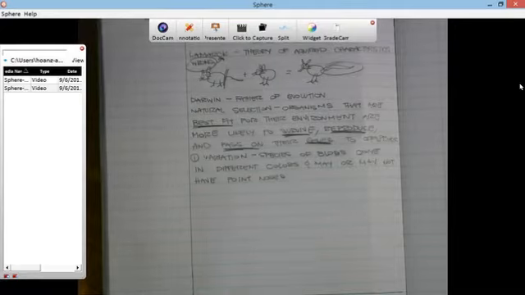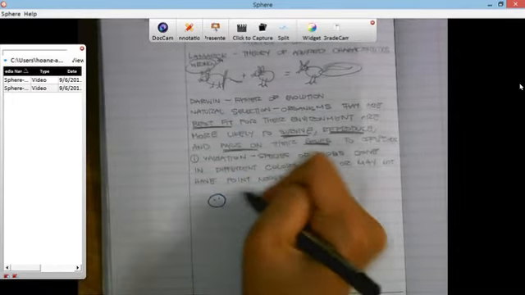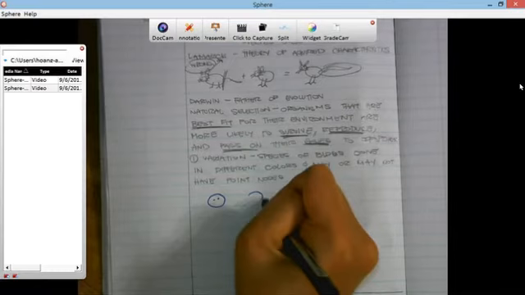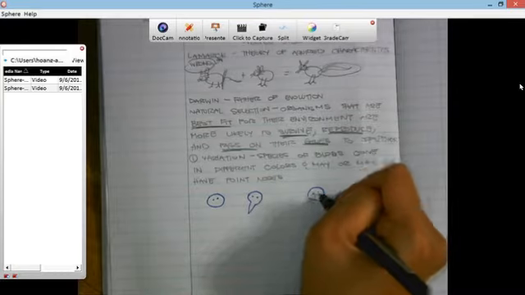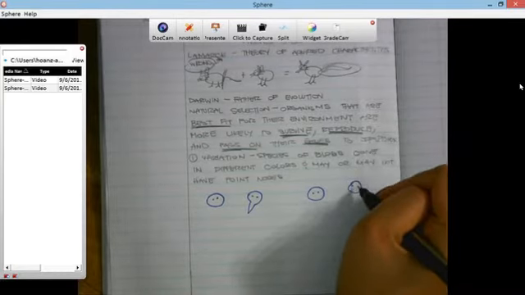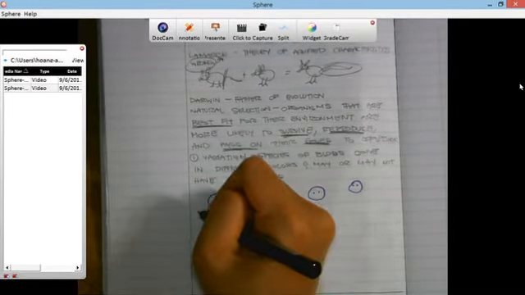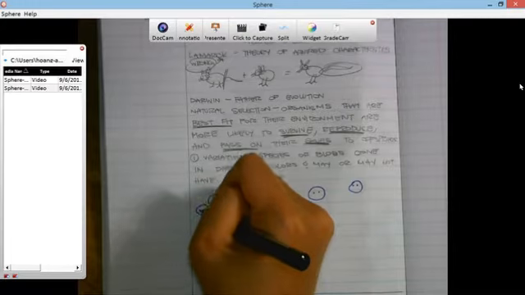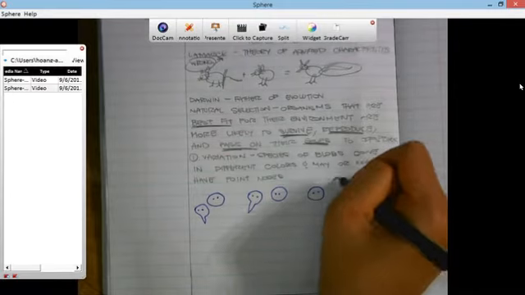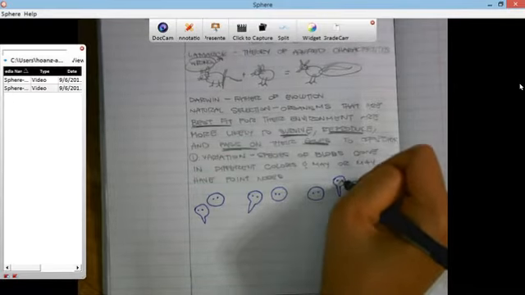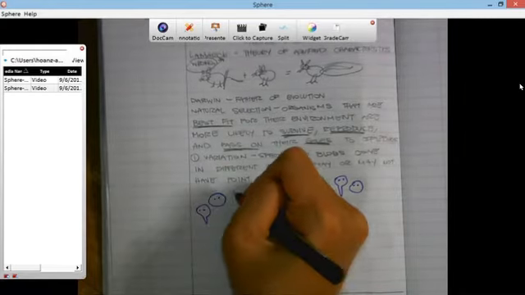So in my blob, I may have a blue blob. I may have a blue blob with a long pointy nose. More blue blobs. I may have purple blobs with pointy noses. May have some with no pointy noses. I may even have orange blobs.